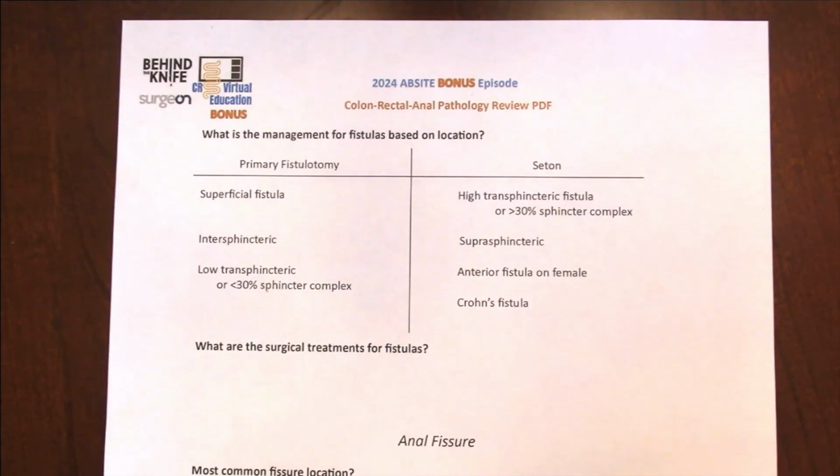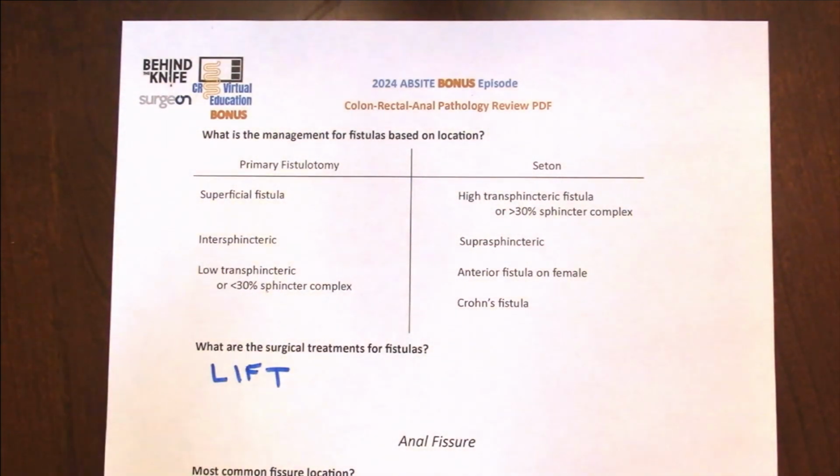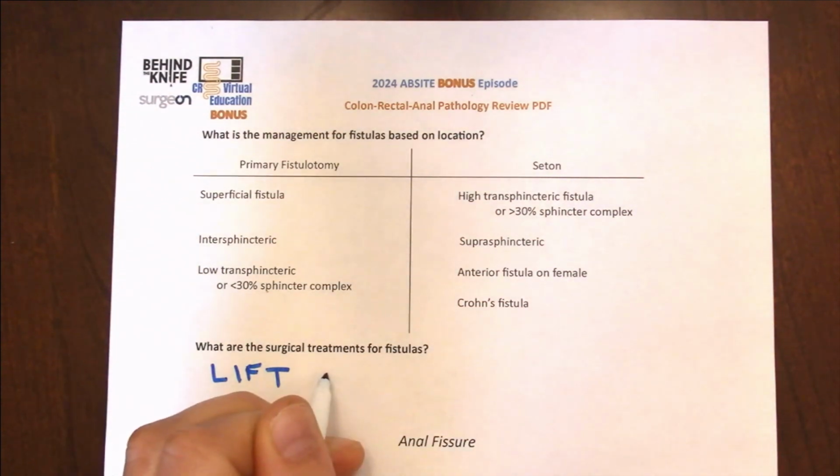For the ABSITE, I wouldn't recommend picking cutting seton or a fibrin sealant or a fistula plug to treat fistulas. And what are the surgical treatments for fistulas? So if a patient needs a surgical treatment, the treatment of choice is a LIFT procedure, which is ligation of the intersphincteric fistula tract. And another option is an endoanal advancement flap.